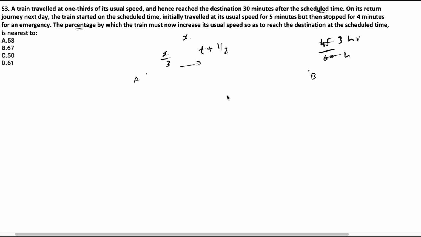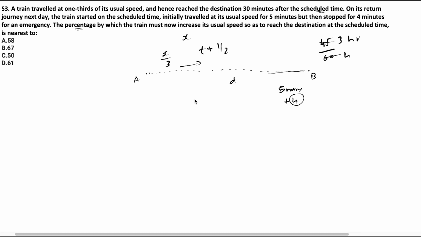So reading the rest of the question. On its return journey next day, the train started on the scheduled time, initially traveled at its usual speed for 5 minutes. So from B to A it is traveling, and it traveled for 5 minutes at its usual speed, but then stopped for 4 minutes, so plus 4, for an emergency. So for completing the question, let's assume that the distance between A and B is D.